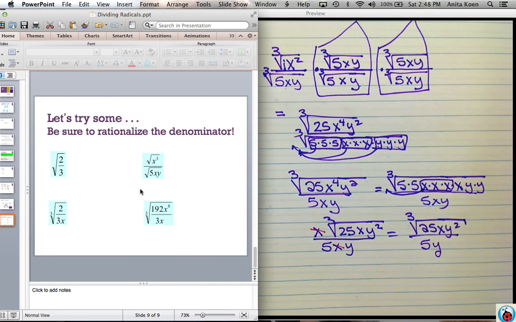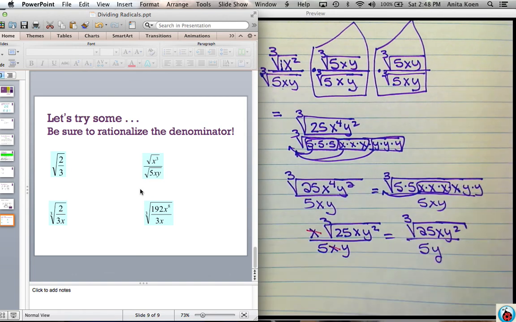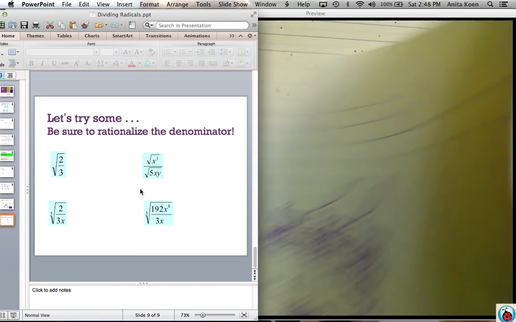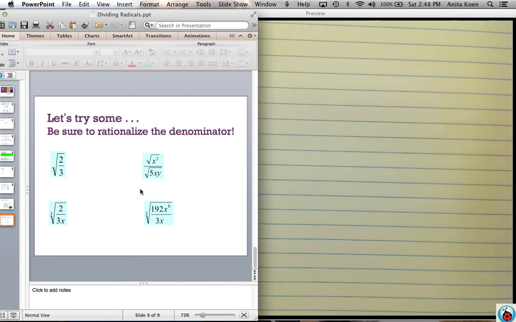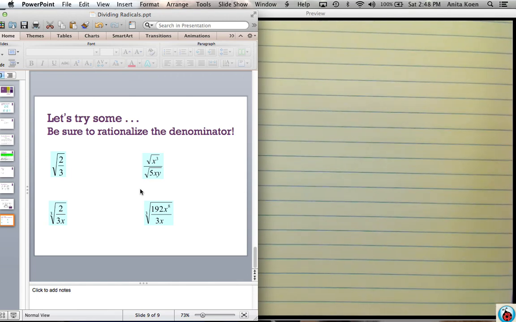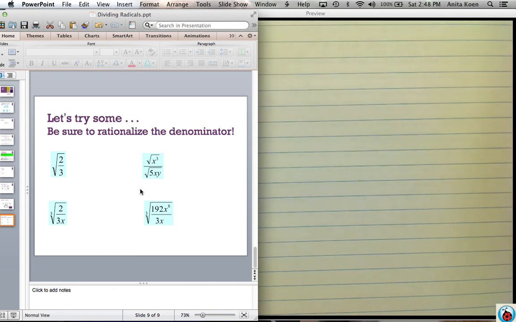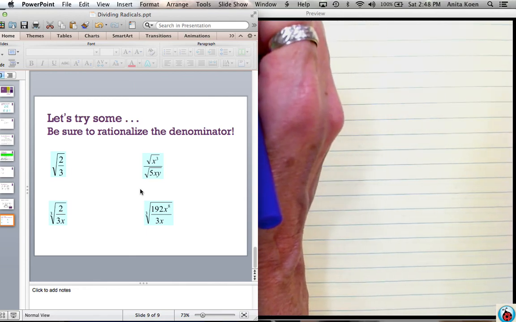Okay, I want you to try some. Rationalize these denominators. Pause the video and see what you can do with these real quickly, and we'll go from there. All right, let's look at these. I hope you paused the video and tried these on your own, because if all you're doing is watching me do them, then you will struggle.